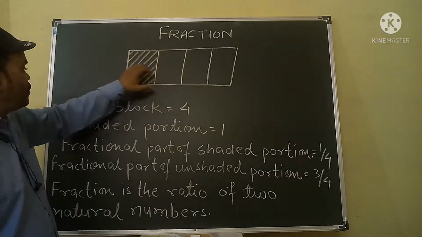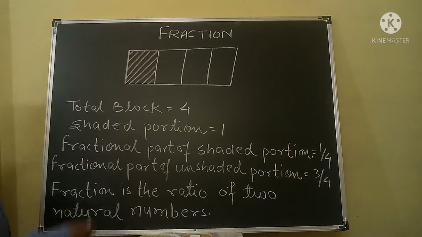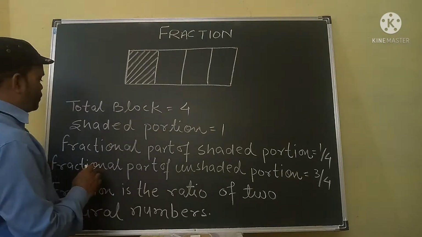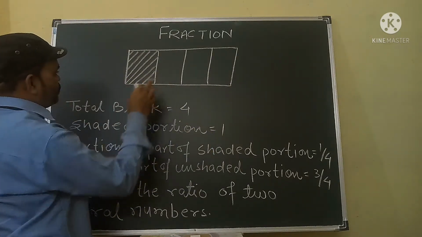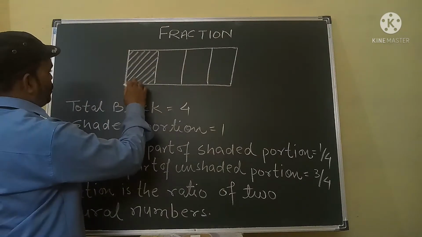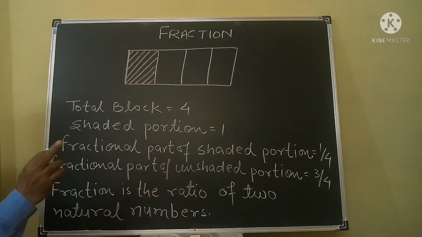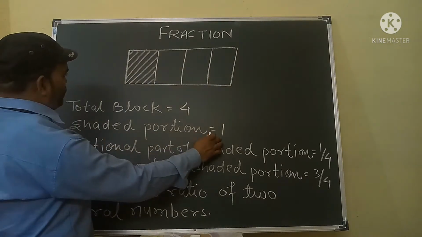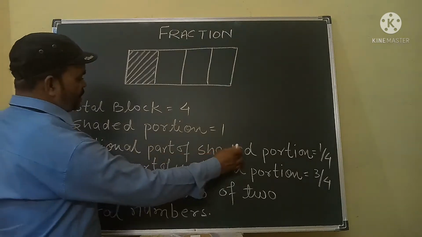In these four blocks only one block is shaded. So in this big block, the total number of blocks is 4 and the shaded portion is 1. As you are looking, only one block is shaded. That means the shaded portion is 1. Okay. Now the fractional part of the shaded portion.